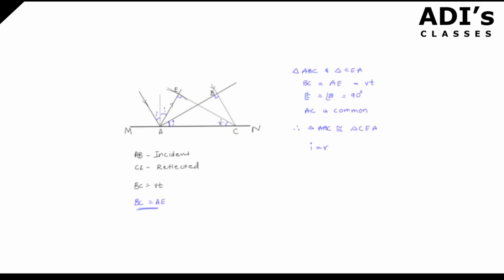Therefore triangle ABC is congruent to triangle CEA. If this is the case, then I will be equal to R. So we have I is equal to R. What we concluded from this is that these two triangles are congruent, so the angle of incidence is equal to the angle of reflection. This is how wave theory could prove the reflection of light.